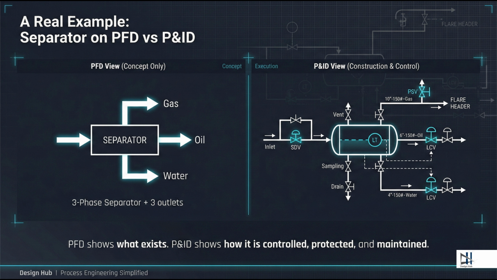Let's take a separator example. On the PFD, you simply see a 3-phase separator with 3 outlets. But on the P&ID, you see the real system: inlet shutdown valve and bypass, oil level control valve, water level control valve, interface level transmitter, PSV to flare, drains and vents for startup, sampling points, and isolation valves for maintenance. That's the difference in reality.